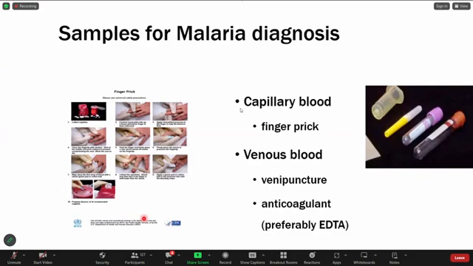The samples needed for diagnosis of malaria are either capillary blood that is collected by the famous finger prick method, or we can prick other sites like the heel or the big toe. Also, we might need venous blood that is collected by vein puncture, where we puncture a vein. But the preferred anticoagulant for use is EDTA, that is in a purple top container.